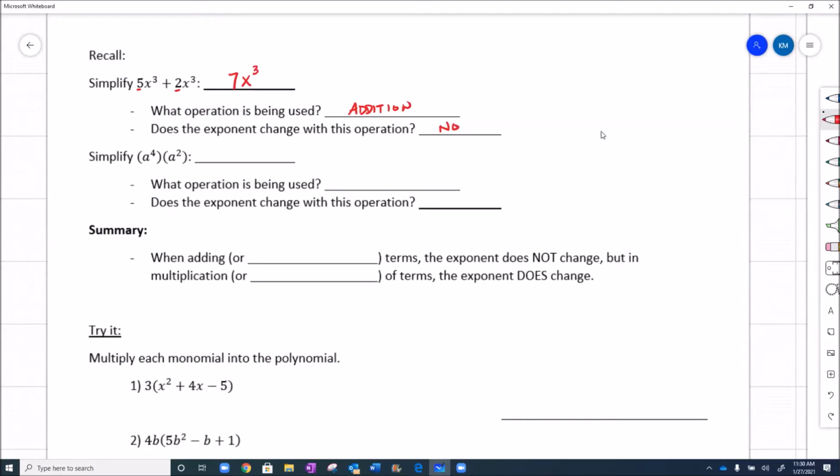Now from our exponents chapter, we've already done something like this, a to the 4th times a squared. Remember that we did a to the 4 plus 2, a to the 6th power. What operation is being done here? Not addition, right? It's multiplication. And do the exponents change? Yes. When adding or subtracting terms, the exponents don't change. But in multiplication or division, the exponent does change.